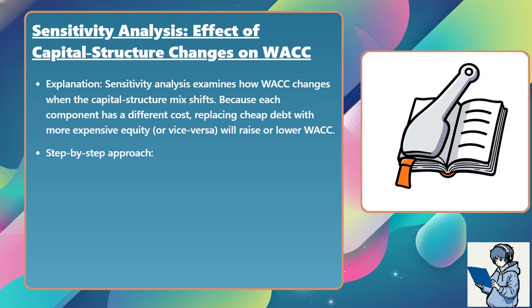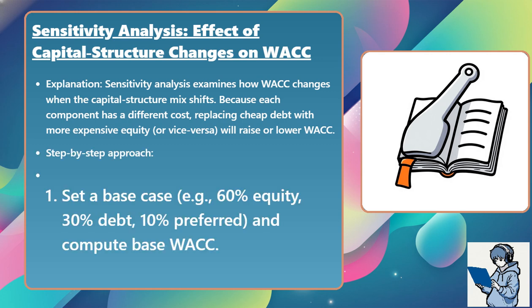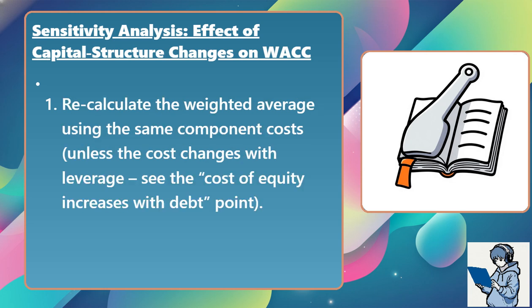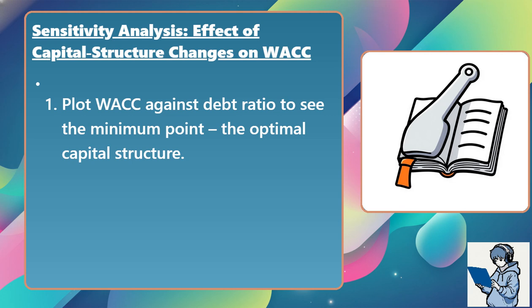The step-by-step approach. Number 1. Set a base case, for example 60% equity, 30% debt, 10% preferred, and compute base weighted average cost of capital. Number 2. Vary one component while keeping the total at 100%. For example, increase debt to 40% and reduce equity to 50%. Number 3. Recalculate the weighted average using the same component costs unless the cost changes with leverage. See the cost of equity increases with debt point. Number 4. Plot weighted average cost of capital against debt ratio to see the minimum point, the optimal capital structure.